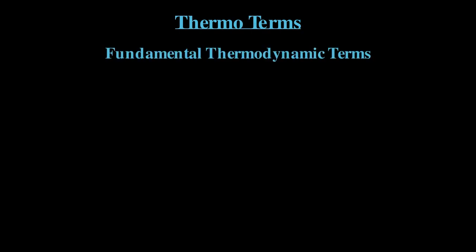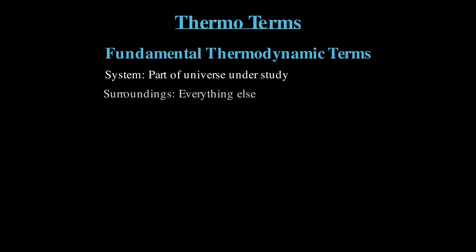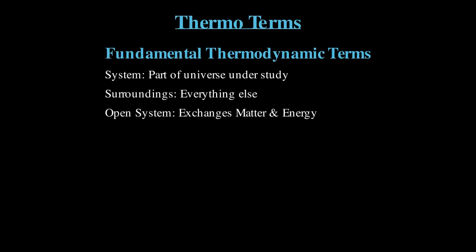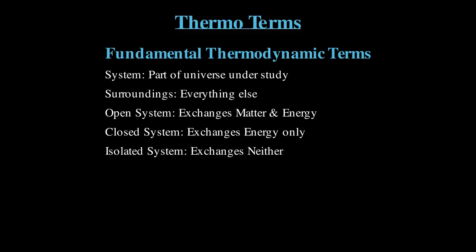In thermodynamics, let's start with some fundamental terms. We divide the universe into 2 parts. The system is the specific part we're studying, for example a chemical reaction. Everything outside the system is called the surroundings. There are 3 types of systems. An open system can exchange both matter and energy, like a beaker of hot water. A closed system allows only energy exchange, such as a sealed flask of gas. And an isolated system exchanges neither. A good example is a thermos.